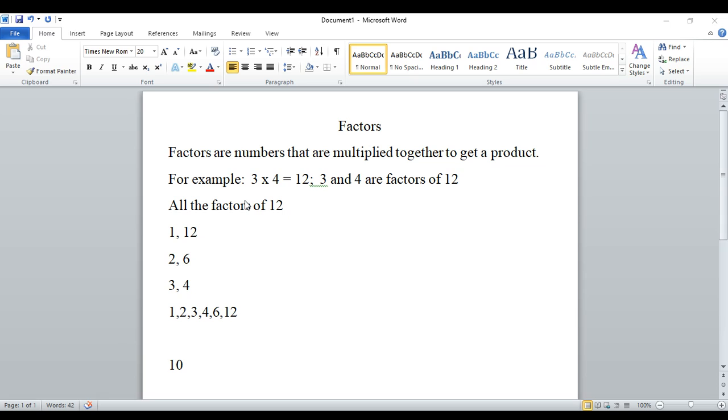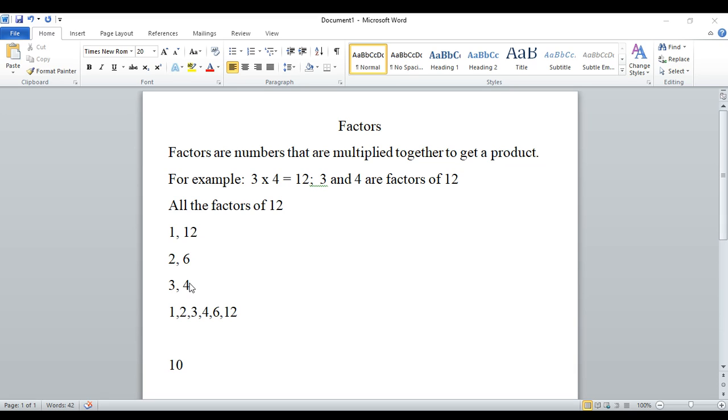So if you were asked to list all of the factors of 12, you would think to yourself, what are all the math problems that I can do that equal 12? So you know you can do 1 times 12 and get 12. So these are two factors. 2 times 6 equals 12. So 2 and 6 are also factors of 12. And 3 times 4 equals 12. So 3 and 4 are both factors of 12.